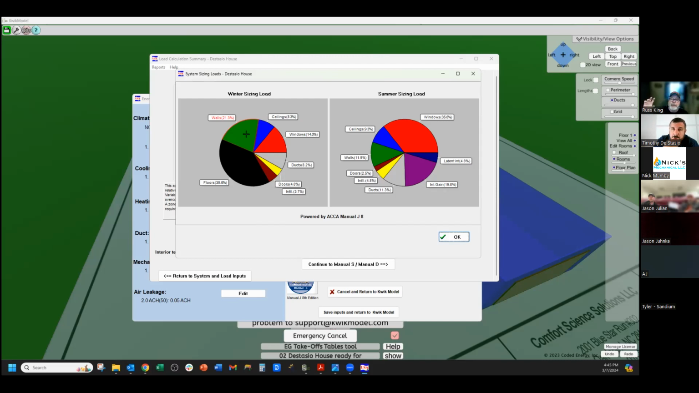So if you're not sure whether the house has R11 or R13 in the walls, try both of them and see how much it changes here. And what you'll see is it'll only make like a 2% difference in the total load. And it's just not that big of a deal. It's not worth worrying about, because remember what we're trying to do is get this house to fit in a bucket.